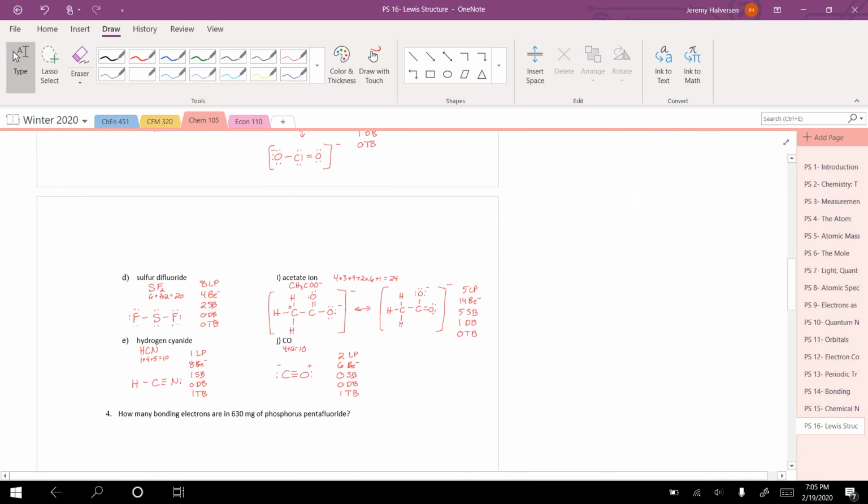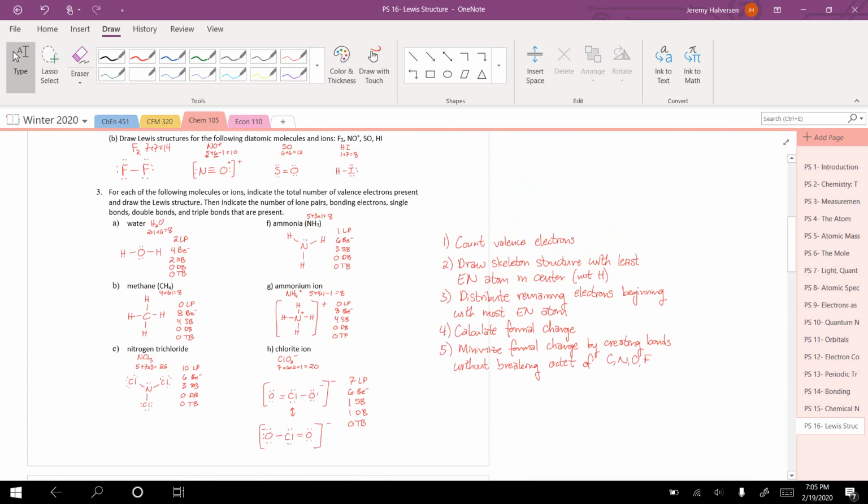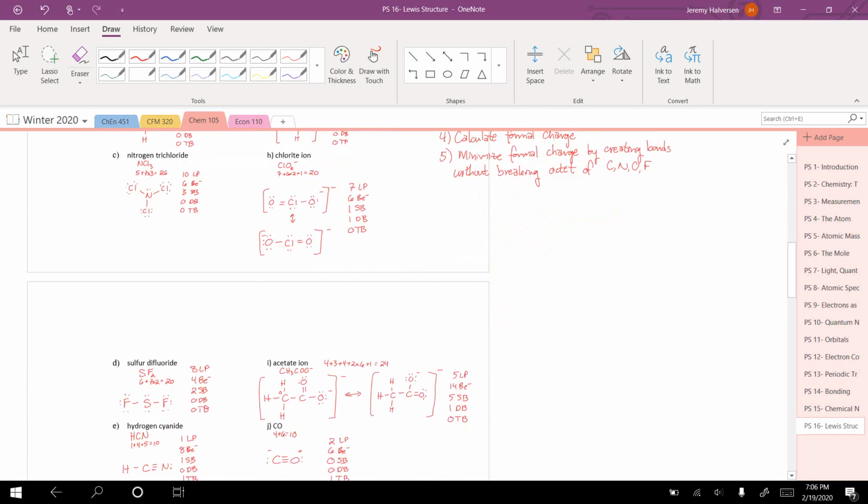All right, so these were relatively simple Lewis structures compared to what you'll see on problem set 17, but the rules will be exactly the same here as they will be on problem set 17.